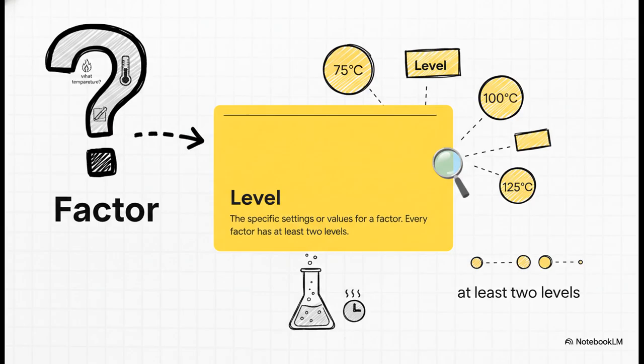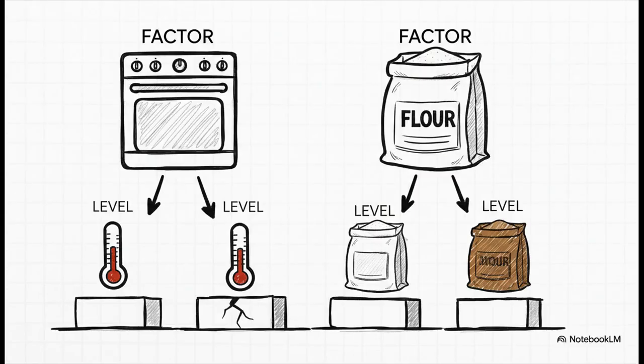So if a factor is the question you're asking, like what temperature should the oven be, then the level is the specific answer you're going to test. It's the setting, the value, the choice you make for that factor inside your experiment. So for our quantitative factor, oven temperature, the levels we're testing might be 350 and 400 degrees. And for our qualitative factor, flour type, the levels are all-purpose and whole wheat.